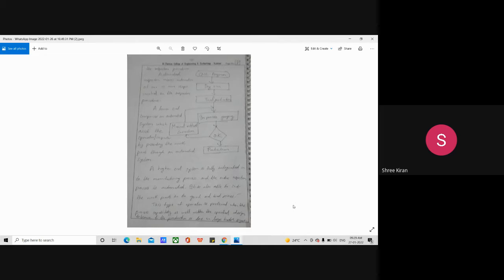Then we have in-process gauging. During the process, the gauging checks whether everything is done right or not. If it is not right, we do a manual offset correction. With the help of manual tools, we may correct or modify it. Then we check whether it is okay or not, and again go for in-process gauging. Once the gauging is done, we make sure all the process is completed, and then we send it for production.